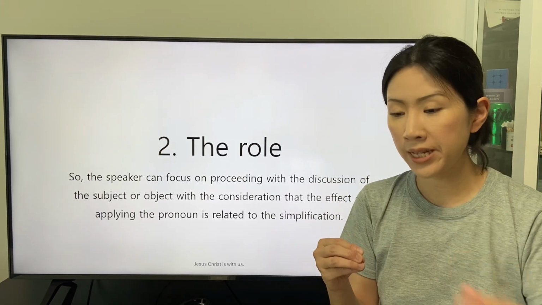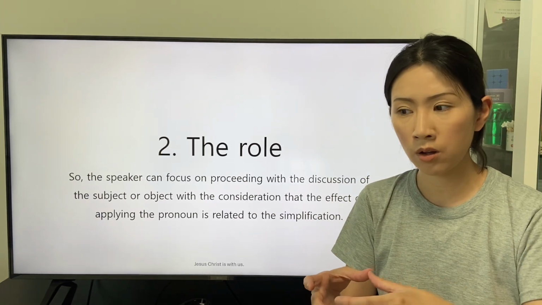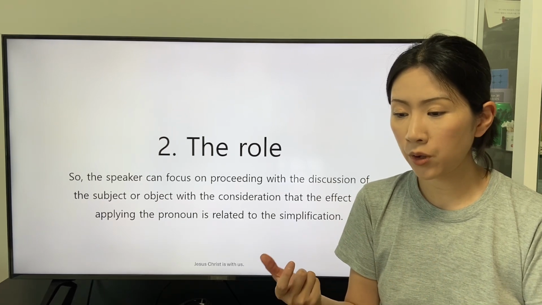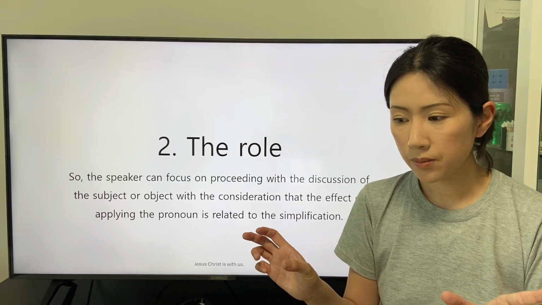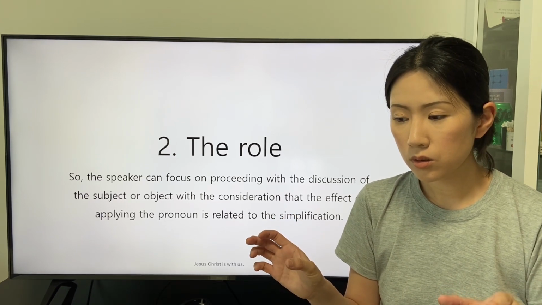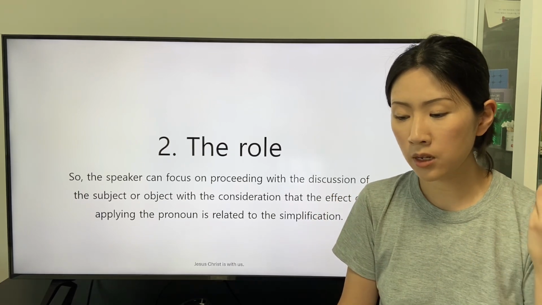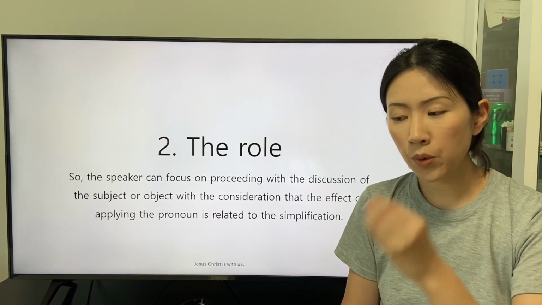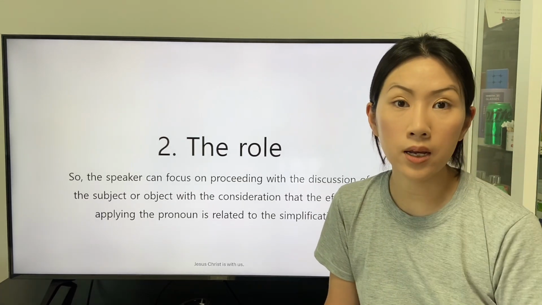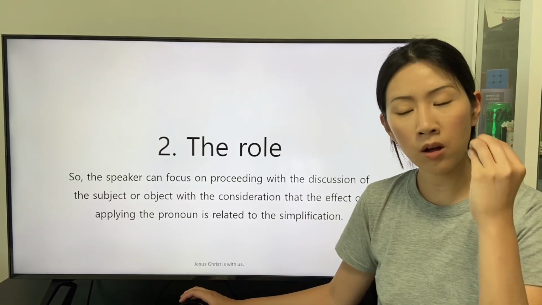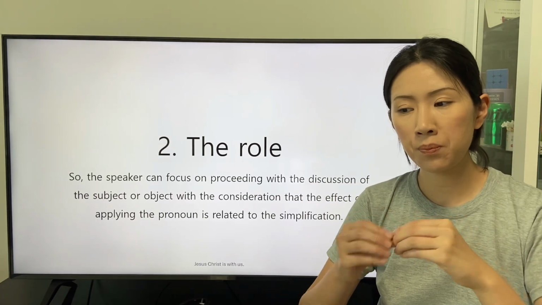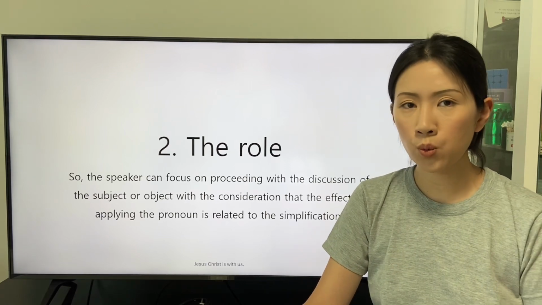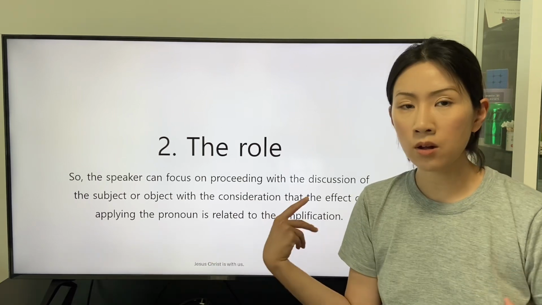The speaker and the listeners are able to focus on the other part of the statement. So the speaker can convey his own intention in an effective way, because applying a pronoun can be understood with the effect of the simplification.